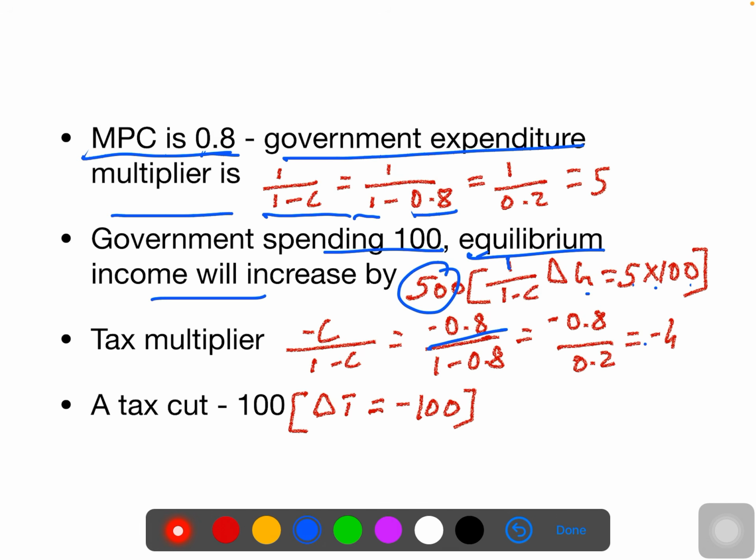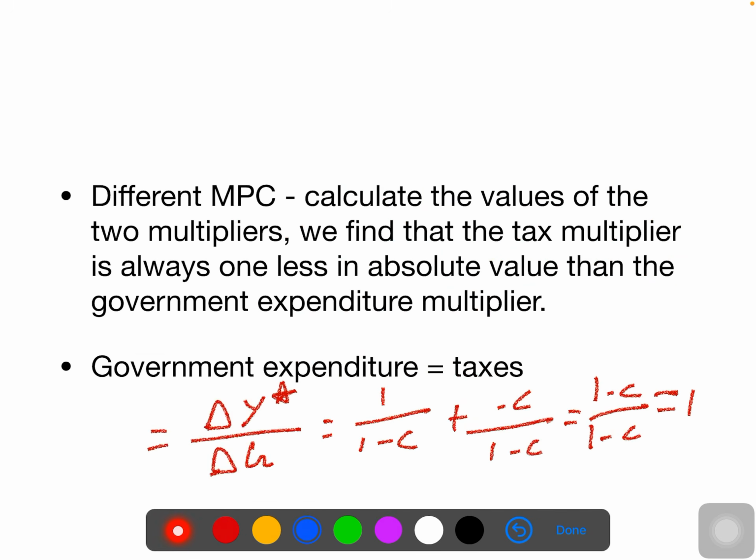In this way, a tax cut of 100 rupees, the change in T equal to minus 100, will increase the equilibrium income by 400. Thus, equilibrium income increases by less than the amount by which it increased under the government spending increase. G is nothing but the government spending. To understand this, we have one more explanation.